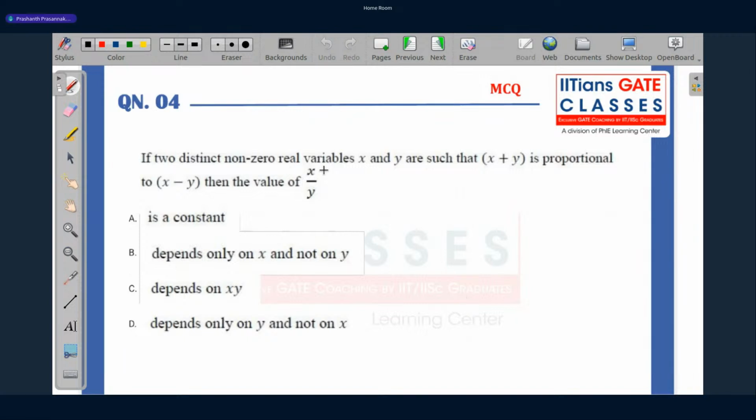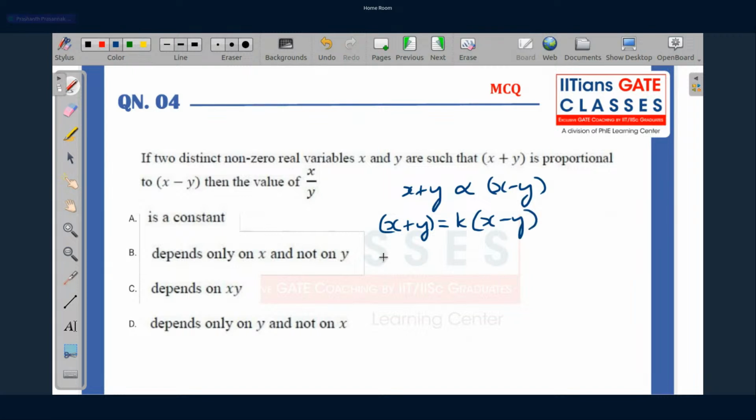Two distinct non-zero real variables x and y are such that x plus y is proportional to x minus y. Then the value of x by y. We have some options carrying various relationships between x and y. So let us start. x plus y is proportional to x minus y. I can introduce a proportionality constant over here. x plus y is equal to k into x minus y.